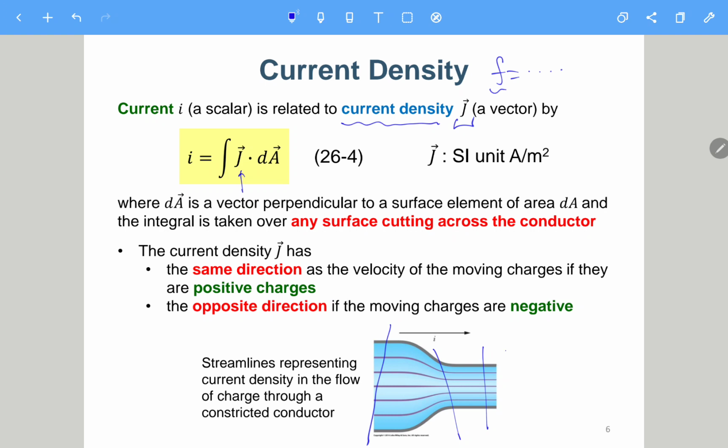Of course, these purple lines are like the J vector field. So for example, for surface 1, 2, 3, you can calculate the J dot dA integration and then it becomes the current. So you can calculate the current going through here, or through there. But they should be the same because the charge cannot stay there.